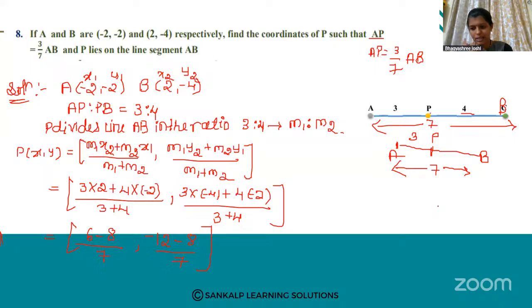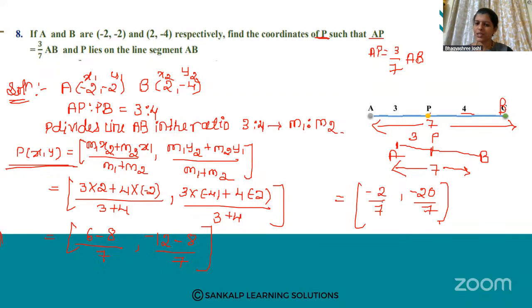So 6 minus 8. 6 minus 8 is minus 2, divided by 7. Minus 12 minus 8, that is minus 20, divided by 7. So this is find the coordinates of P. Coordinates of P means we are finding the value of x and y here. That is minus 2 divided by 7 and minus 20 divided by 7. This question is also for 3 marks. Right?